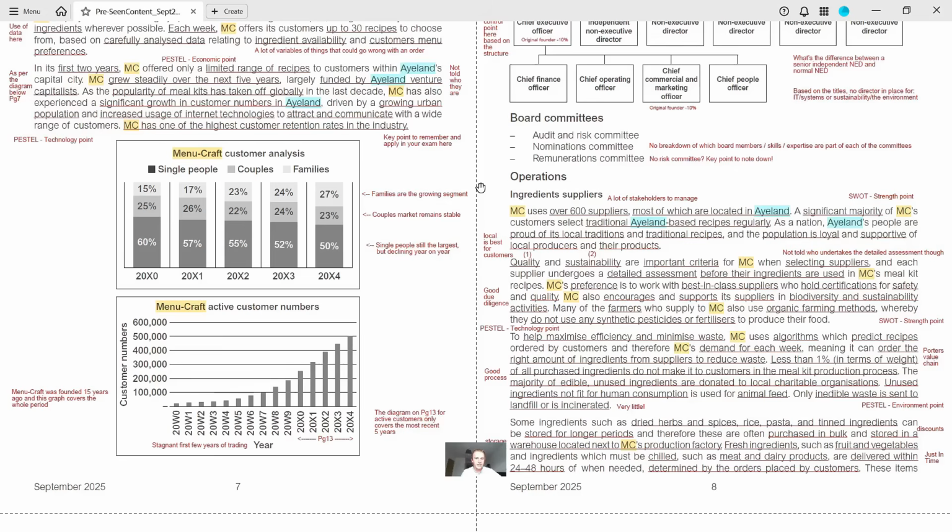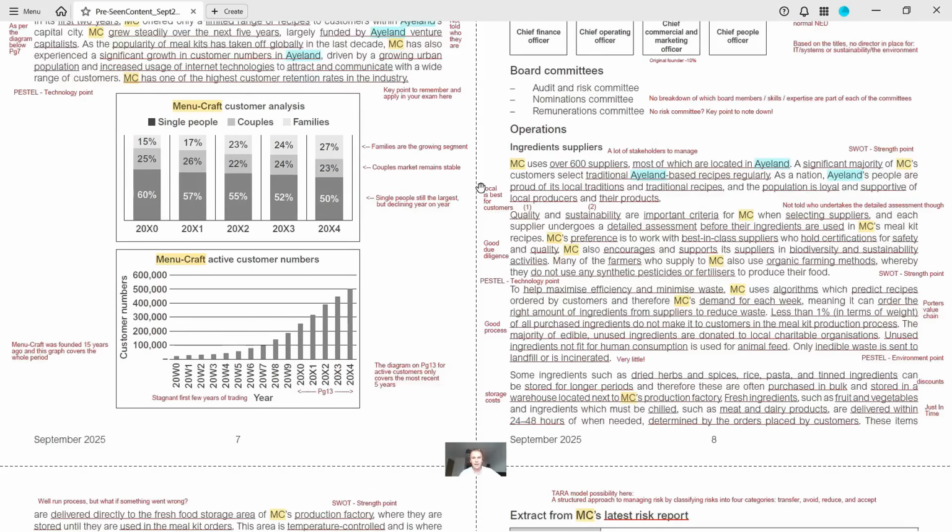So we've got ingredients and the suppliers. This is a big point of the business that we need to make sure we wrap our heads around. When it comes to MenuCraft, they use over 600 suppliers. That is a lot of stakeholders to manage, and things could possibly go wrong. Most of which are located in Ireland, so that's another positive tick for looking after local produce.